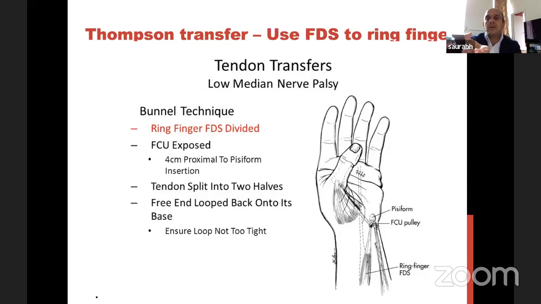Abduction, tendon transfer, FPL, and little finger or ring finger. So that's how these patients will do opposition.